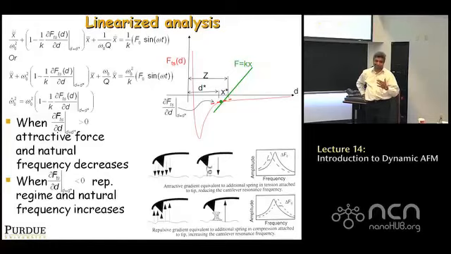So already this is slightly different from FZ, FD. In FZ, FD, you measure force directly. As soon as you go to dynamic AFM, suddenly we're talking of measuring gradients of force. That's a very important difference, okay?